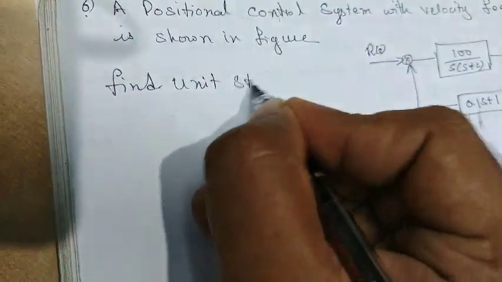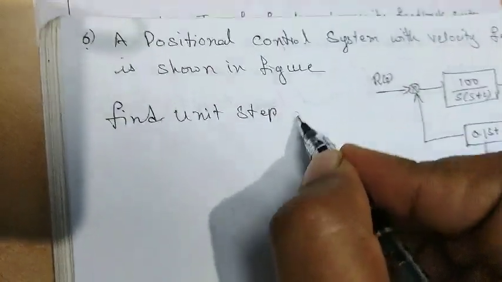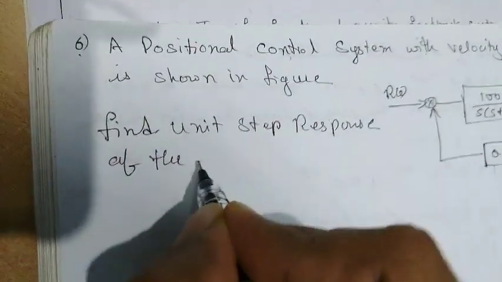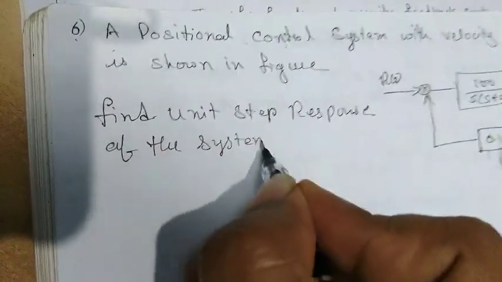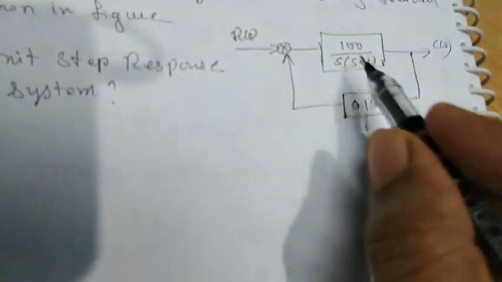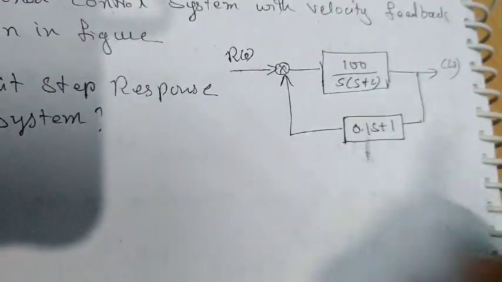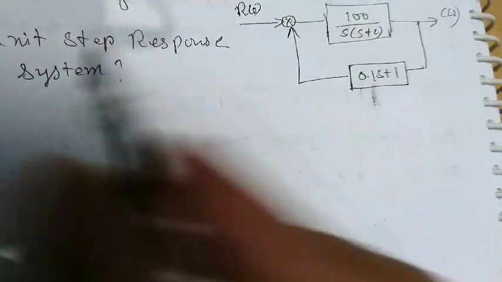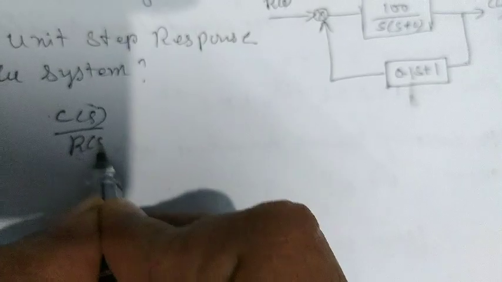the unit step response of the system. So we have a system which is represented with this block diagram. I want to find out now the closed loop transfer function. I will find the closed loop transfer function C of s by R of s.